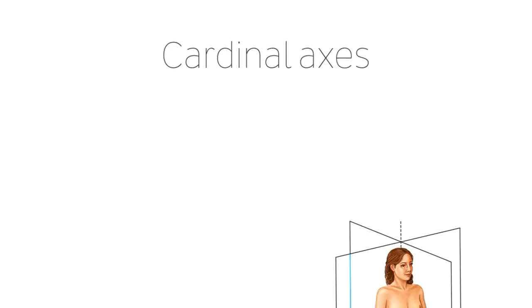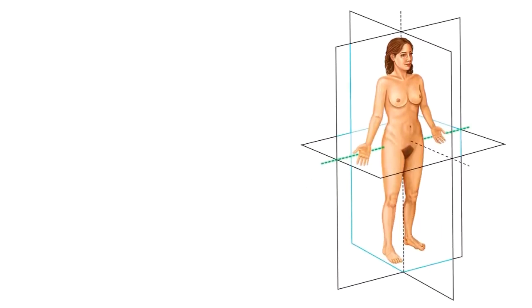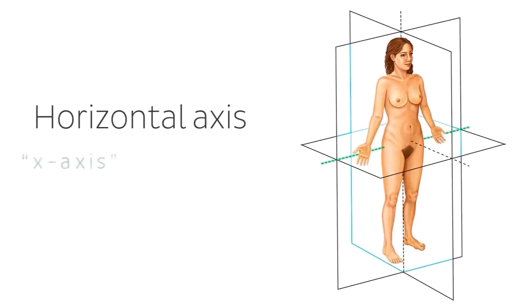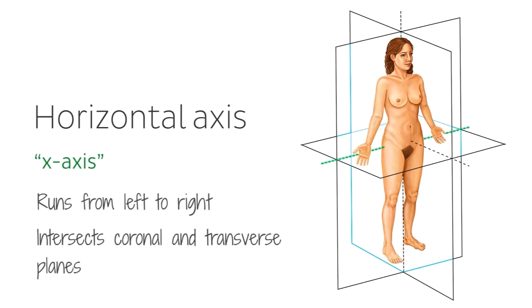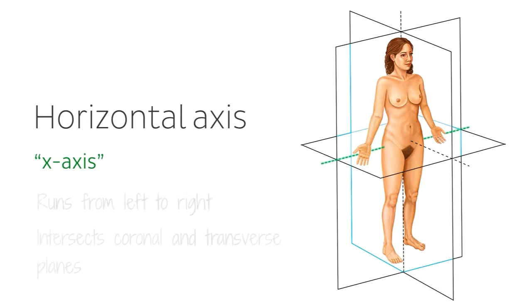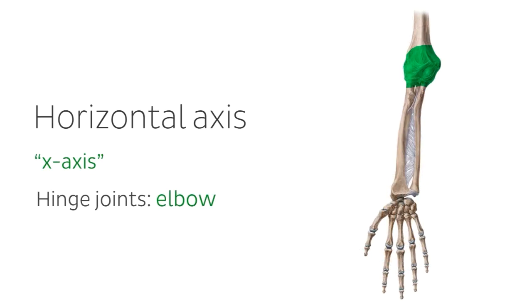Now let's talk about the cardinal axes. As I mentioned earlier, we refer to these axes most often when we talk about the movement of a joint, and we will see some examples of such movements as we describe these axes. Starting with the horizontal axis, also known as the x-axis, you can see that this axis is a straight line that runs from left to right. This axis lies at the intersection of the coronal and transverse planes. Hinge joints, such as the elbow joint, perform movement along this axis, flexion and extension to be more specific.